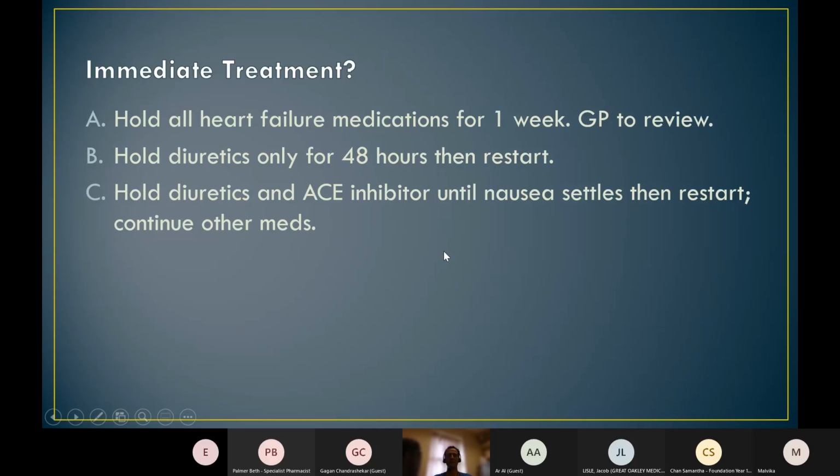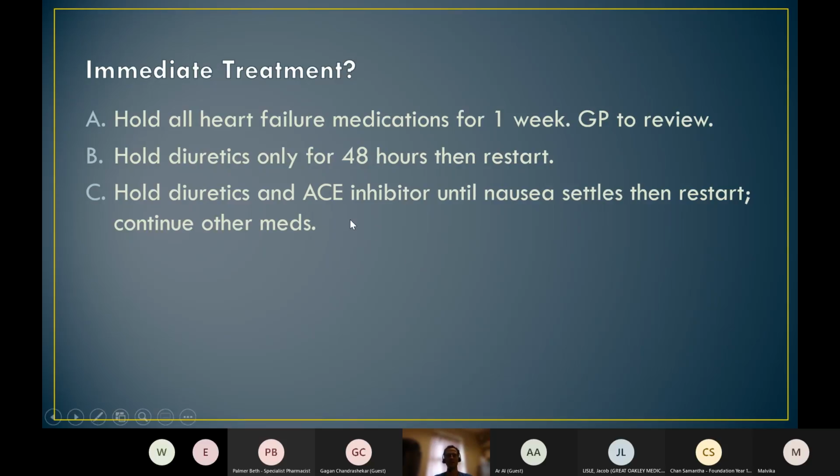What about the heart failure drugs? He's on a lot of different heart failure drugs. Do we want to hold those for a week and get his GP to review them? Or do you just want to hold off the frusemide and restart after 48 hours? Or do you want to hold the ACE inhibitors and the diuretics?